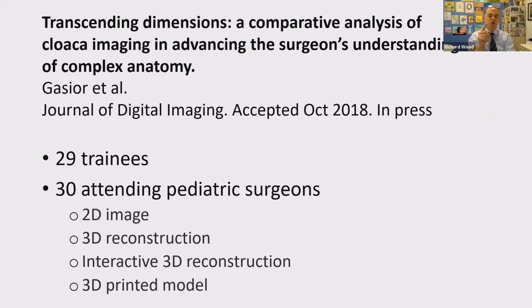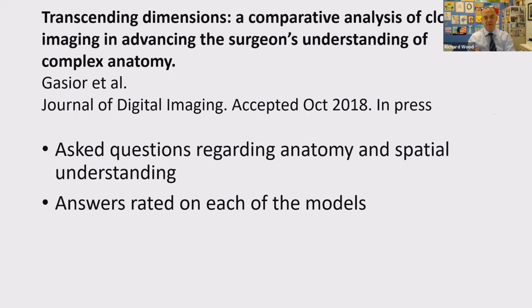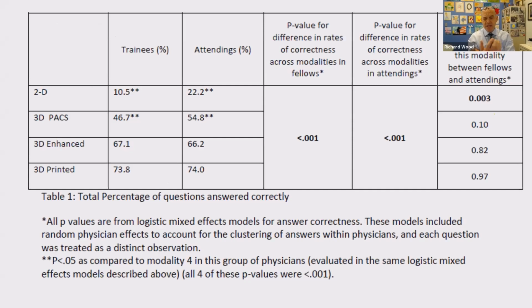So we showed them 2D images, 3D images, 3D reconstructed images that they could interact with, and 3D printed models. And we then examined how well they understood the anatomy. And what became clear was, if we look in this table, between the trainees and the surgeons, is that both groups understood the anatomy much better as we used more complicated imaging.